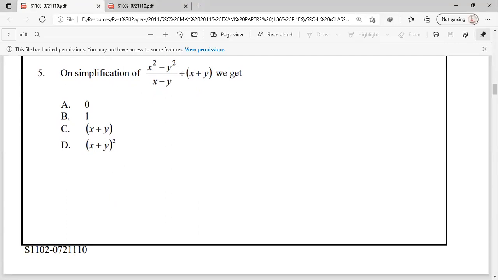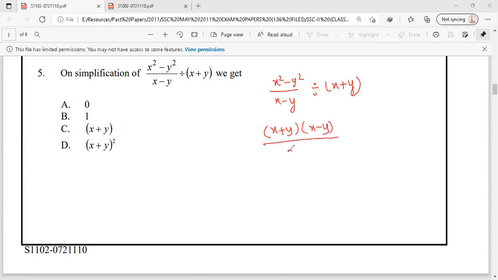Then let's see question number 5. In question number 5, we have to simplify this expression x square minus y square over x minus y divided by x plus y. So in the numerator we apply the difference of squares formula: x plus y and x minus y divided by x minus y, and this division will be multiplied with the reciprocal of this expression. So x plus y and x plus y will be cancelled, x minus y is cancelled, so the only remaining factor is 1. So option B is the right answer.